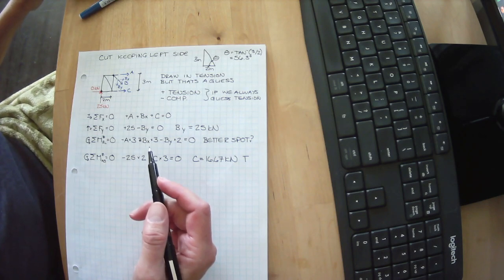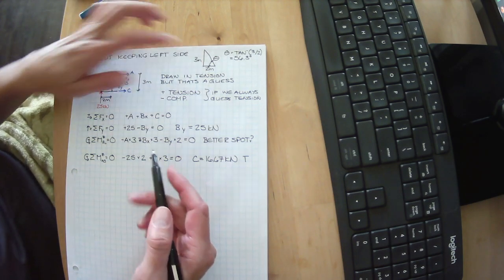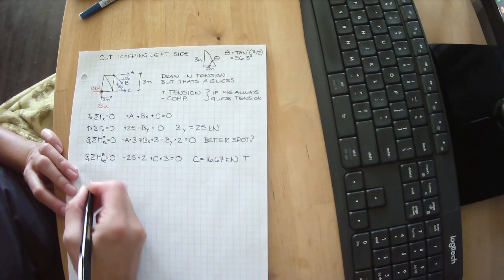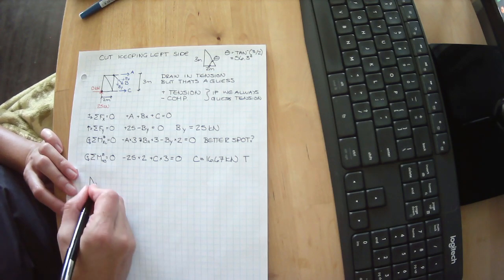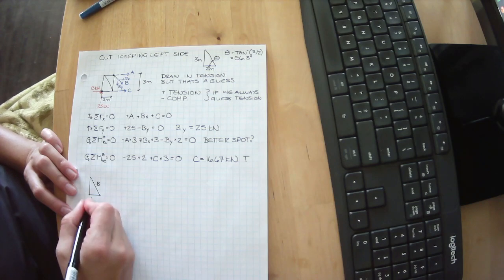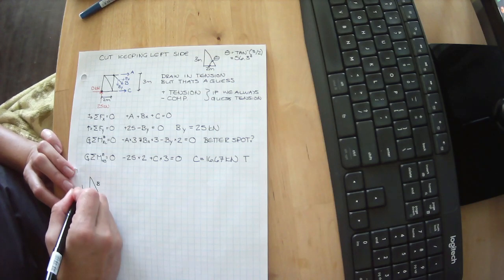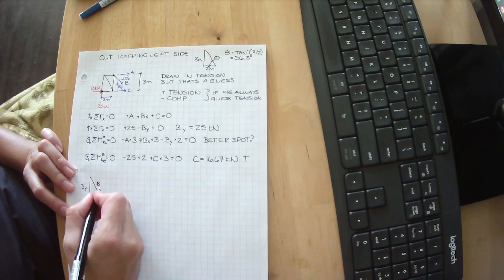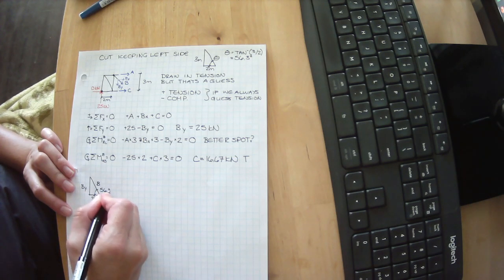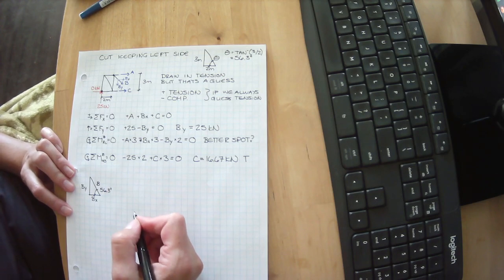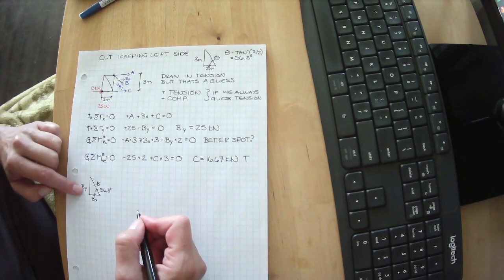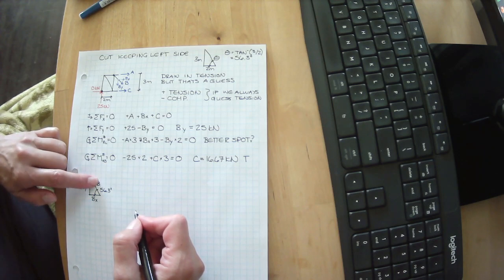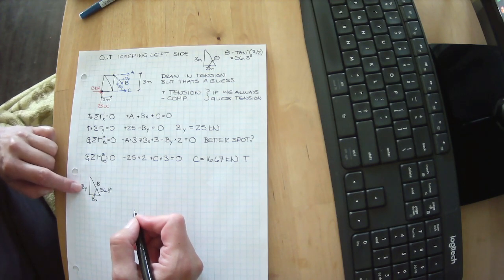Okay, we figured out what our angle was. Let's redraw that instead as if it was B and BX and BY. And we know that this angle here is 56.3 degrees. Well, we know what BY is, so we should be able to solve for BX, and we should be able to solve for B.